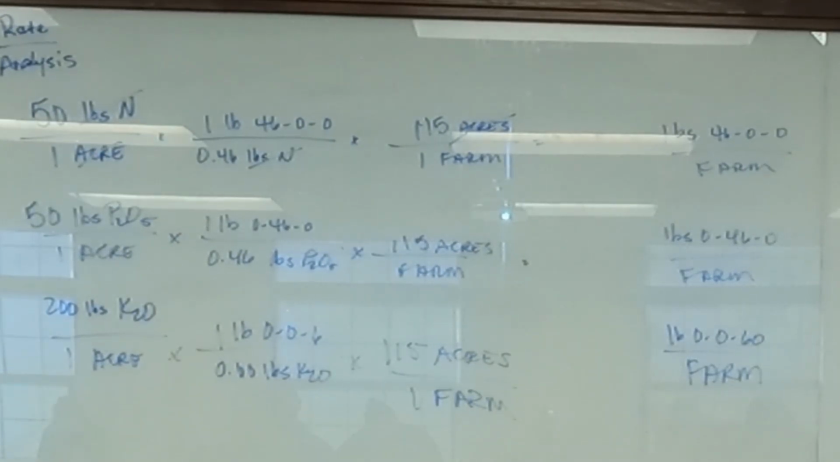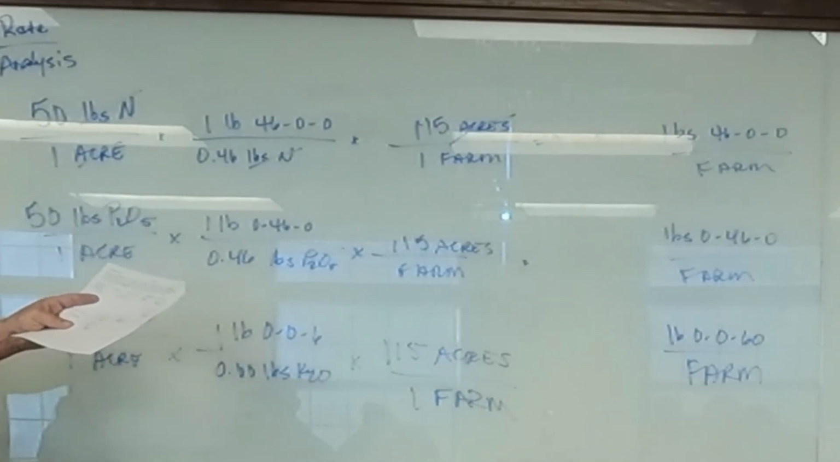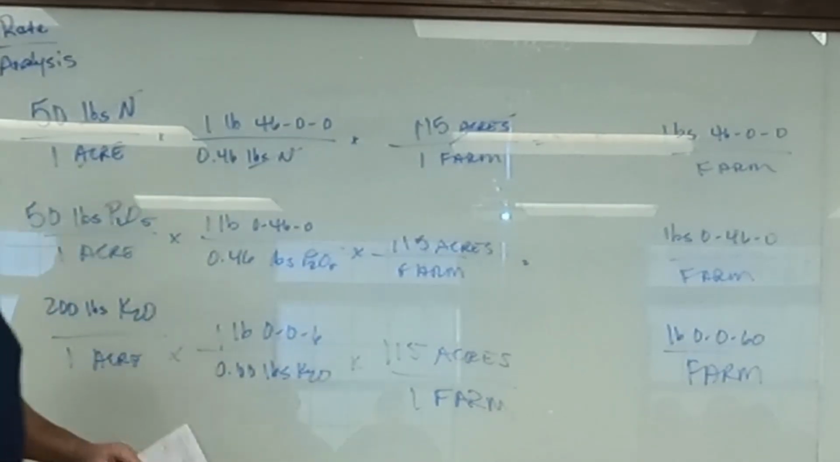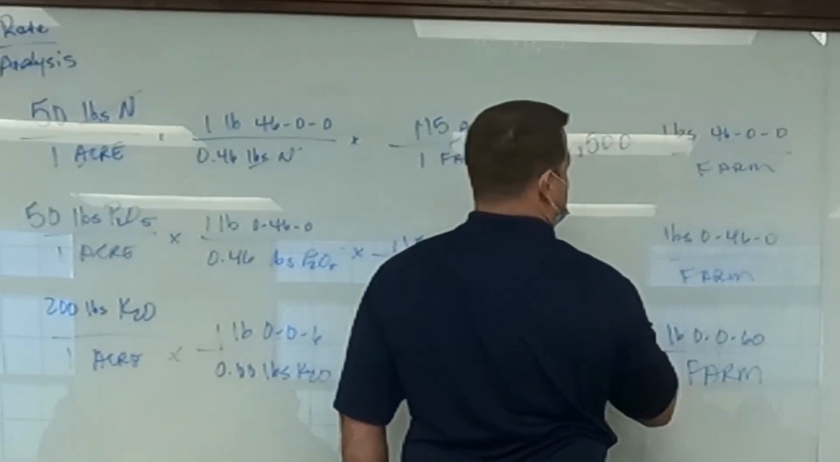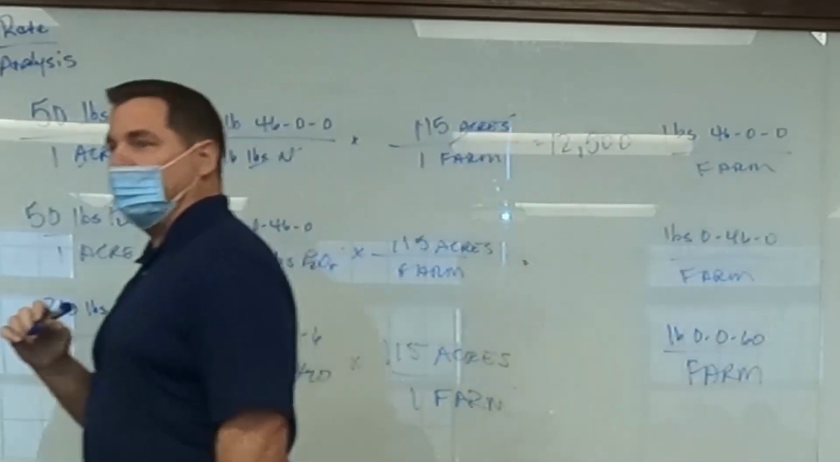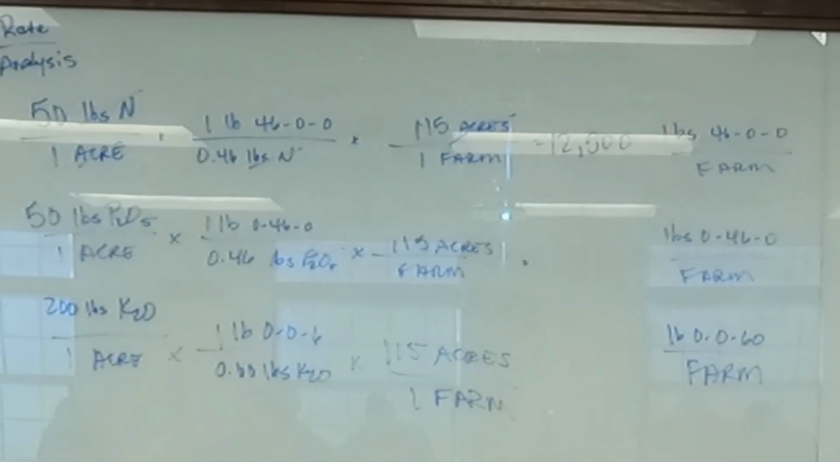What y'all got? How many pounds of urea do we need? 4,608 pounds. That's per acre. And then times 115 acres. 12,500 pounds of 46-0-0 per farm.